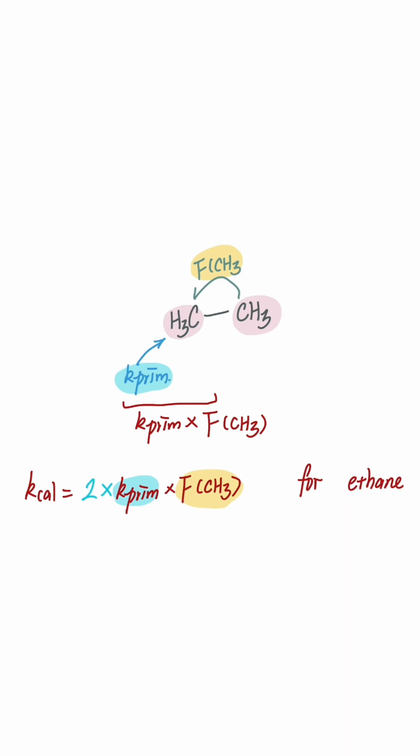Also, the CH3 groups will receive the impact from other CH3 groups, so there will be F factors for CH3. Because ethane only has two CH3 groups, they receive the same impact from each other. So the total rate constant K for ethane will be 2 times K prime times FCH3. Now we can try to solve another alkane.